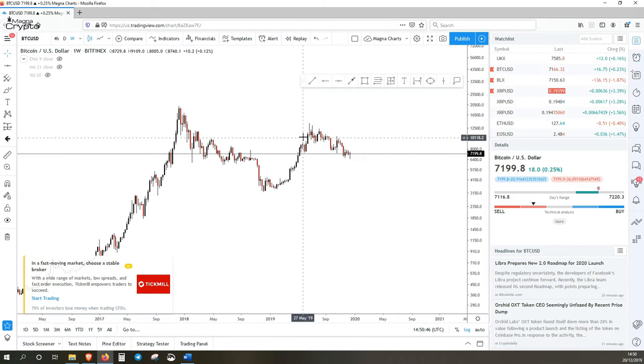Resistance is the opposite, when price is rising, hits a certain point and reverses and goes back down. Now there are major support levels and major resistance levels, and you can tell this by these big swings. So this is a big swing high and a big swing low. This top bit would be like a major resistance level, and this bottom bit is a major support level.